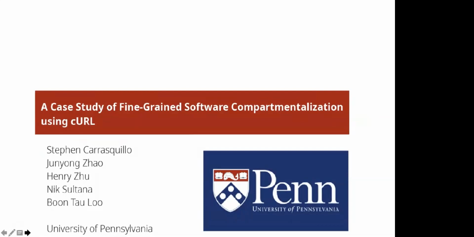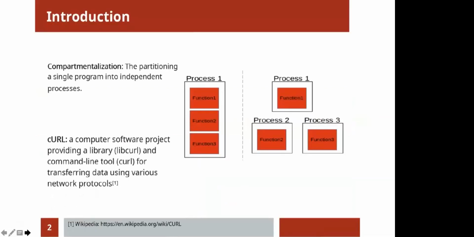Today I'll be covering our case study of utilizing fine-grained compartmentalization with curl. To begin, I would like to introduce two key components of our project. The first component is compartmentalization, which is the partitioning of a program into separate independent processes. This is useful in information security since it limits access to data based on the principle of least privilege.